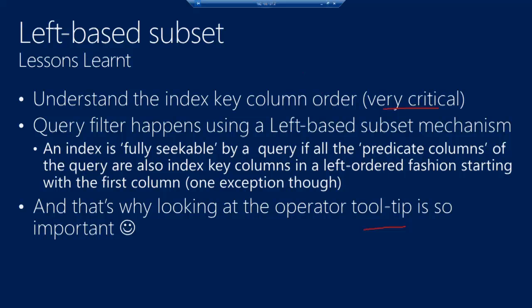The lesson here is, the query filter happens using a left-based subset mechanism, which means an index is fully seekable by a query if all the predicate columns of the query are also index columns in a left-ordered fashion, starting with the first column. So that's the idea that I showed about first name, last name, person type. That is the left-based subset mechanism. There is one exception, though, which I'm going to talk about in the next example.